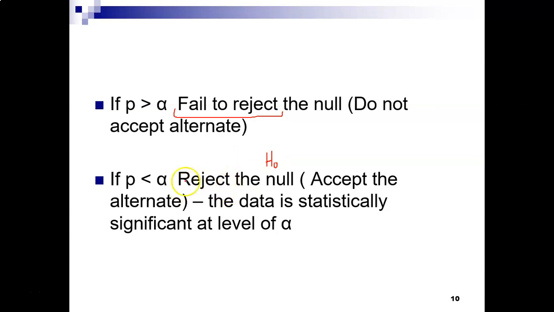So if the P is low, you reject the H0. Rejecting H0 means we have to do something else. We're going to have to accept whatever the alternate is. So we accept whatever HA is. If you reject the H0, you accept HA.